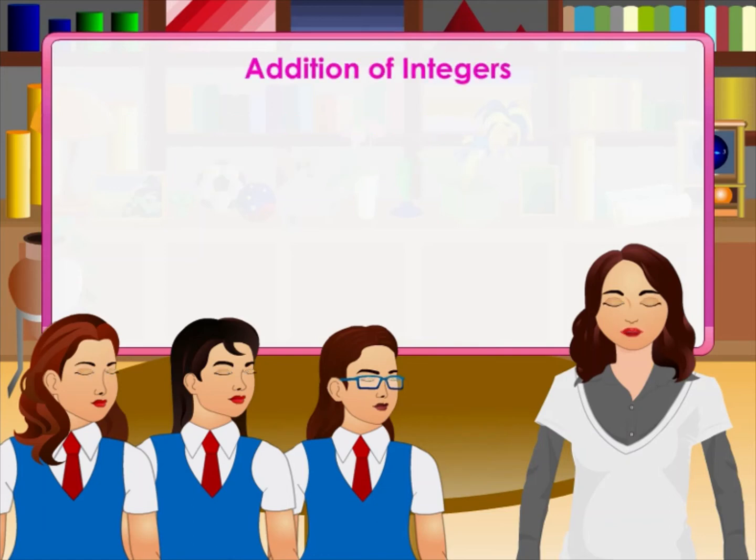Addition of integers. Now let me teach you how to add two integers. If you add two positive integers like +5 and +6, you will get +11. If I add two negative integers, which sign does it have to take? Very good question. If you add two negative integers, you'll take a minus sign. For example, if you add -4 and -6, you will get -10.